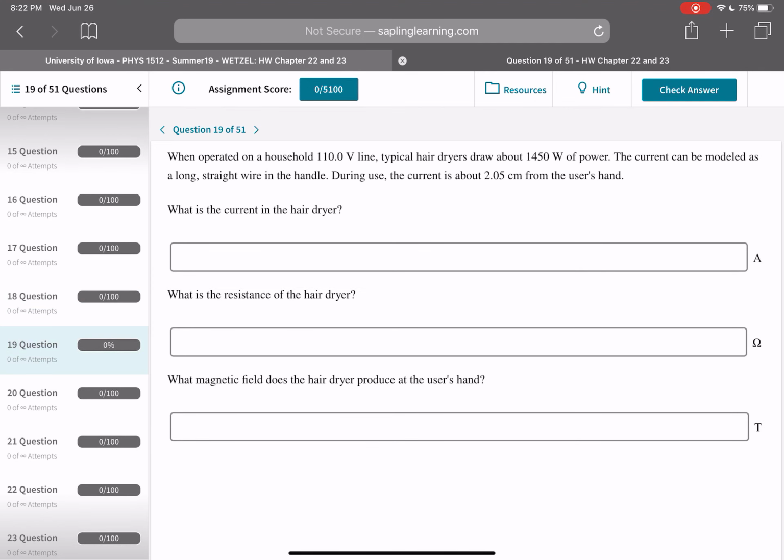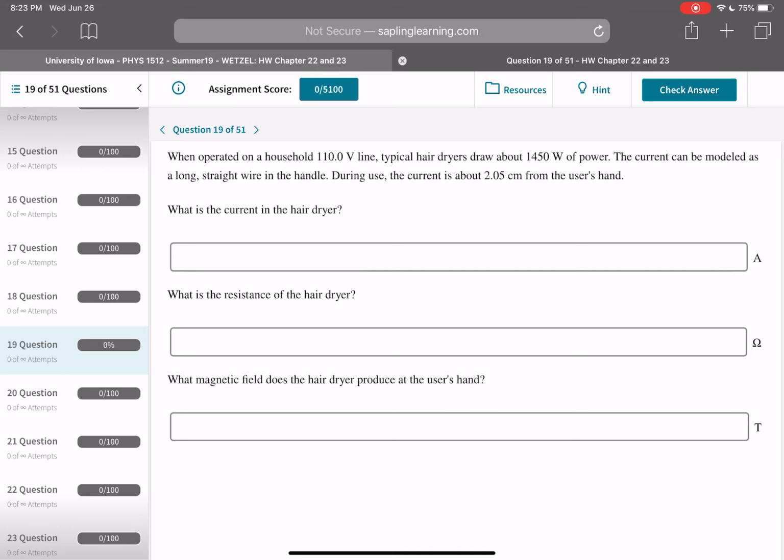When operated on a 110 volt line, a typical hairdryer drives 1450 watts of power. The current can be modeled as a long, straight wire in the handle. During use, the current is about 2.05 centimeters from the user's hand. What's the current in the hairdryer? So you've got P equals IV, so you can solve for the current. What is the resistance of the hairdryer? V equals IR, so you can solve for R. What magnetic field does the hairdryer produce at the user's hands?